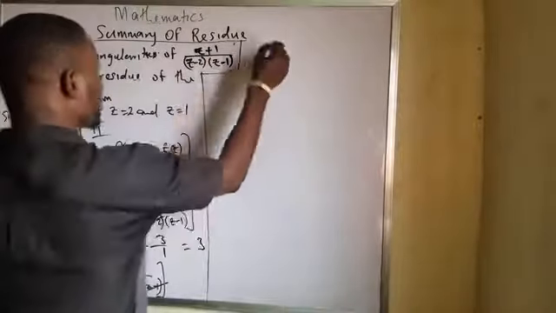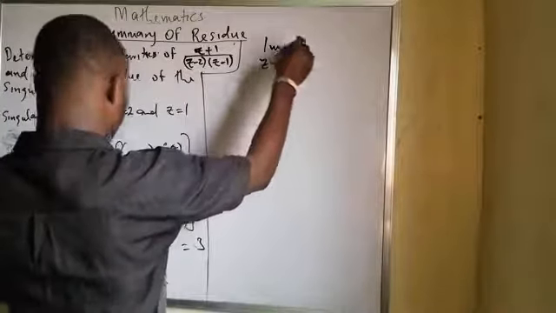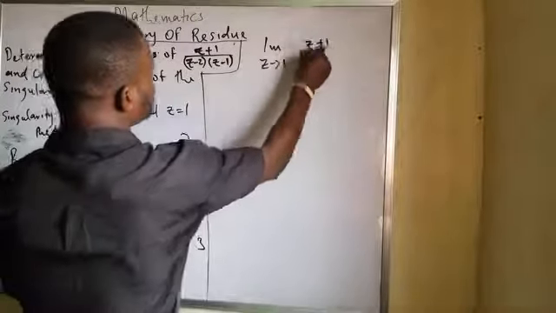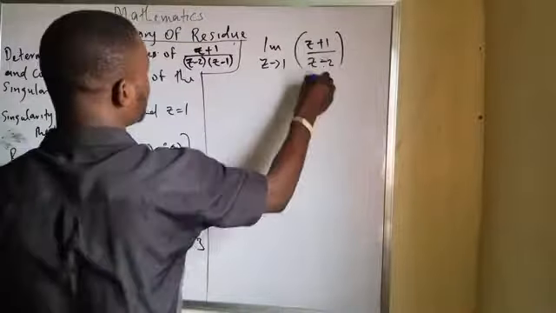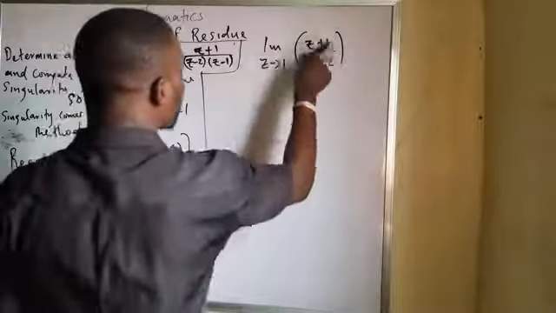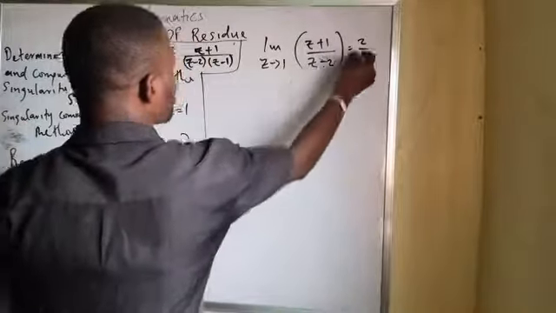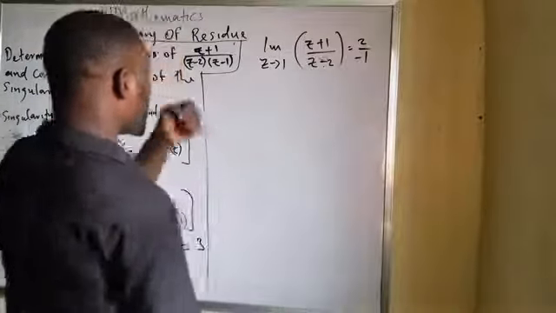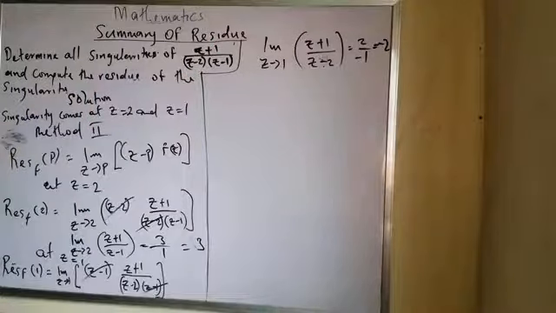Now I will have the same thing. I'll have the limit of z to 1 of z plus 1 divided by z minus 2. Now I can perform my limits. At 1, that will be 2 divided by minus 1, so my answer will be minus 2. That is all you need to know on that part.